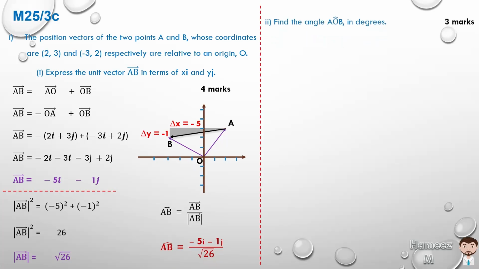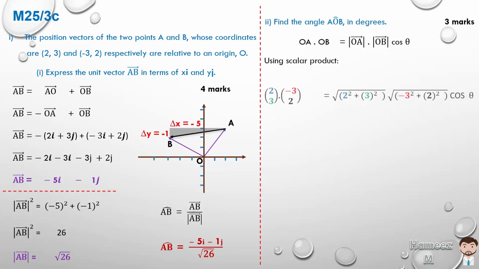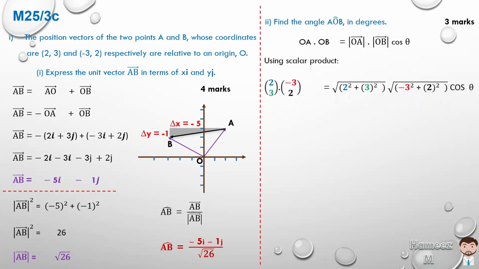To part 2, find the angle AOB. And we can see from the triangle there, the angle between OA and OB in degrees. If we call OA dot OB is equal to mod OA mod OB cos theta. And how do we find the dot product of OA and OB? Well, using the dot product or scalar product, then it can be written like this. The length of OA, just like Pythagoras' theorem, 2 squared plus 3 squared, opposite squared plus adjacent squared, equal to hypotenuse squared. So if you want H, we want the square root of that.